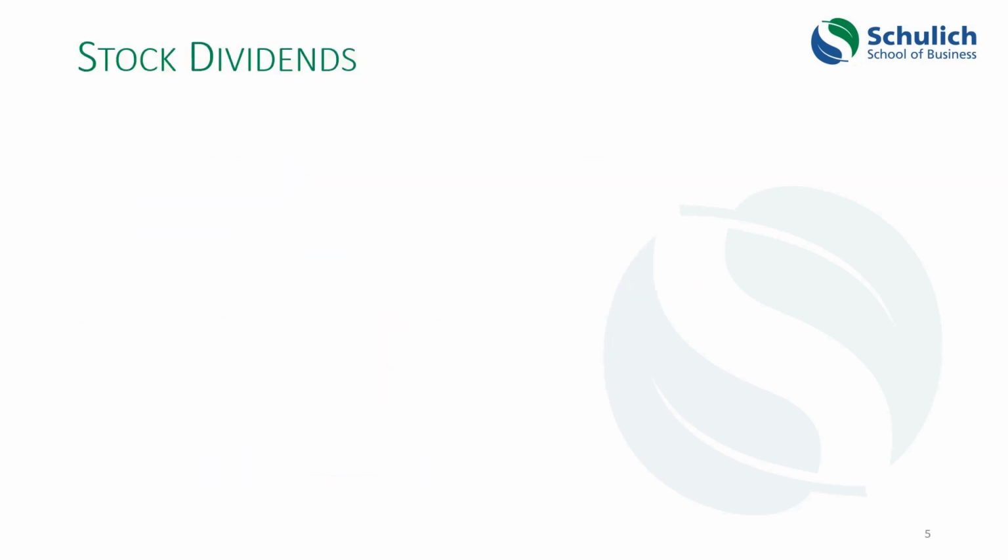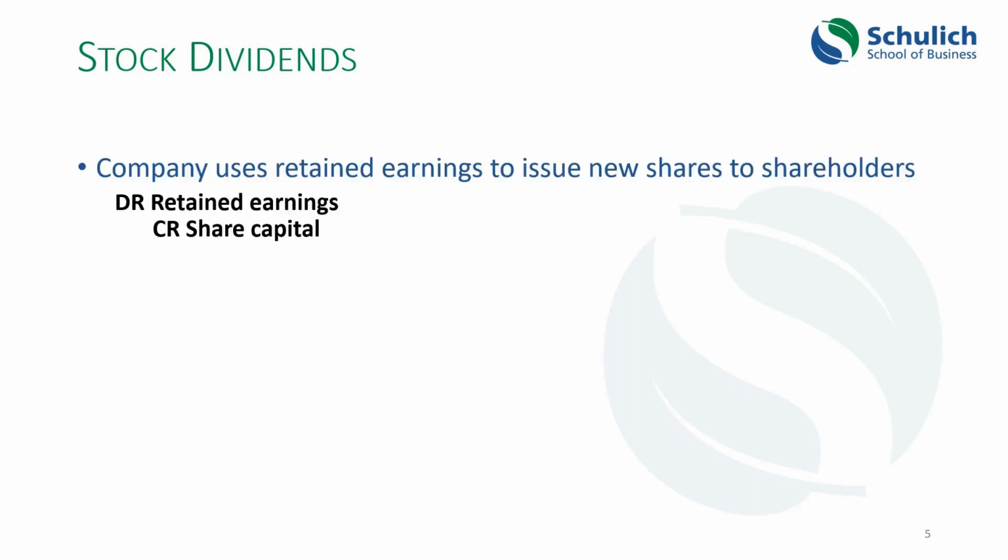The other kind of dividend that you need to know about is a stock dividend. A stock dividend, like a cash dividend, is the corporation distributing its wealth to the shareholders. In this case, though, the company uses retained earnings to issue new shares to the shareholders instead of cash. And it's simply a transfer, a bookkeeping entry, from retained earnings to share capital. So nothing changes anywhere on the balance sheet except within the equity section.